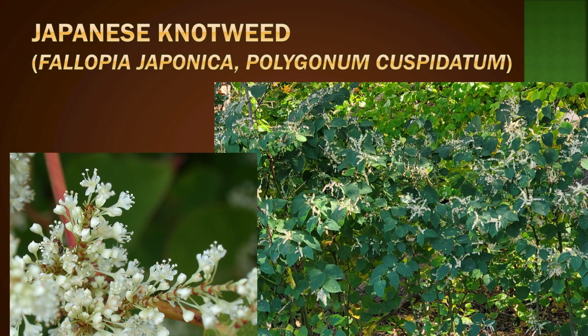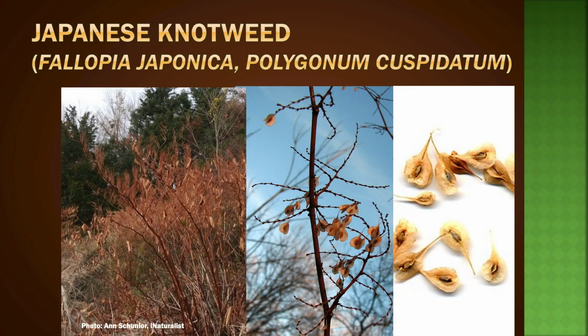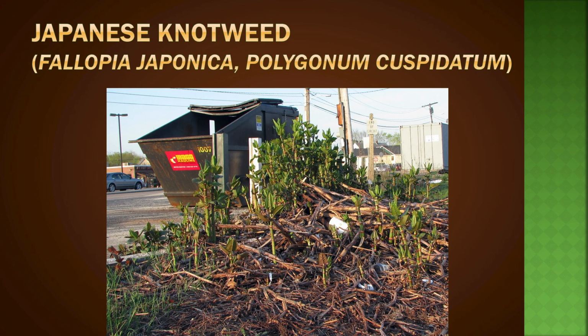Japanese knotweed, here it is in flower. It has millions and millions of little tiny white flowers. Here it is. This is what you're seeing right now. It gets kind of orangey when it dies. Here are the seeds. They are wind dispersed. And again, here's knotweed coming out of a highly disturbed area along the commuter rail.